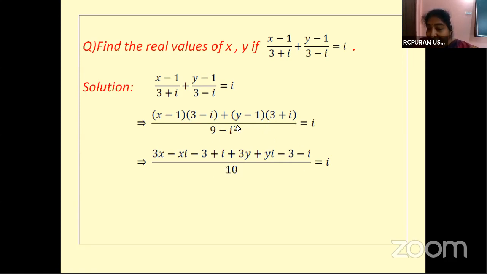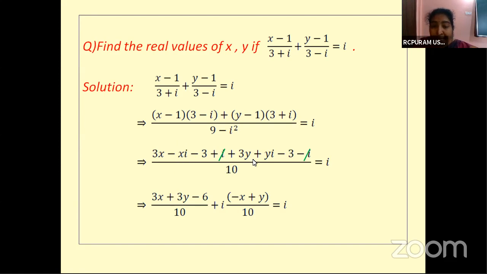Whole divided by, this i square is minus 1, children, isn't it? So minus 1 into this minus gives you plus. So 9 plus 1, 10 in the denominator, which is equal to i. Then i and minus i, they are getting cancelled. Right? We will club all the terms without i in one bracket and with i in the other part. You will have it as 3x plus 3y, minus 3 and minus 3 is giving you 6. So (3x plus 3y minus 6) divided by 10 is your real part, plus all the i terms now.